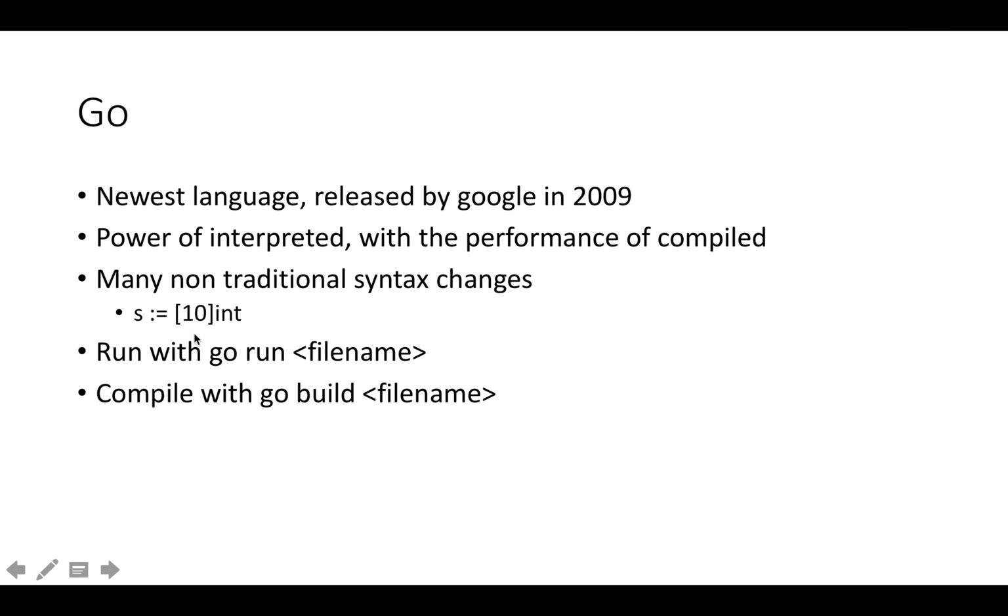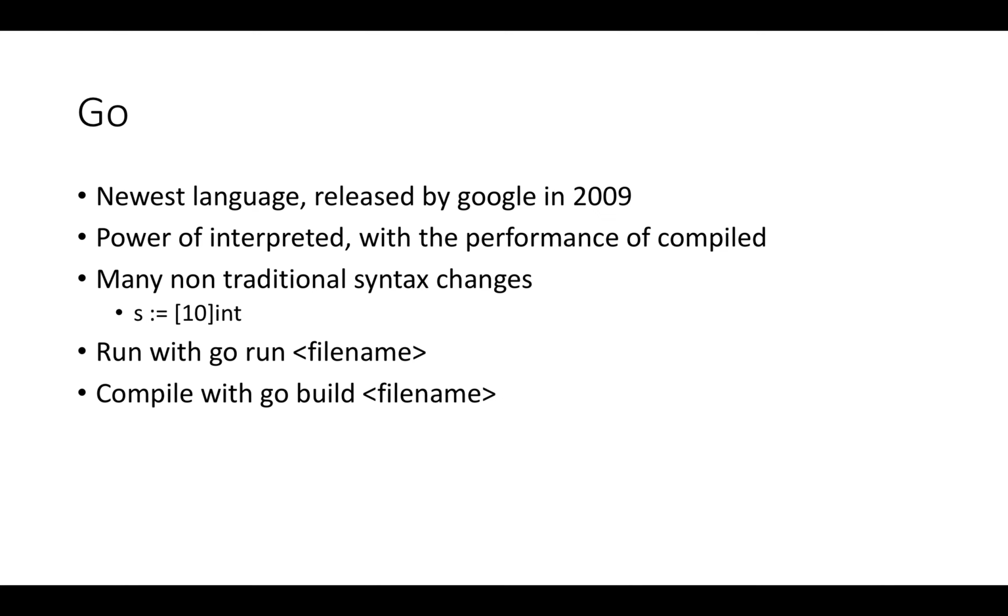So the final one we want to talk about is Go. Out of all of the languages I've talked about, this is the newest language, released by Google in 2009. All of the other languages we've talked about were developed in the 90s and have been around forever. For the most part, most of the languages that are used haven't been modified that much since they were released. But there are a couple changes.